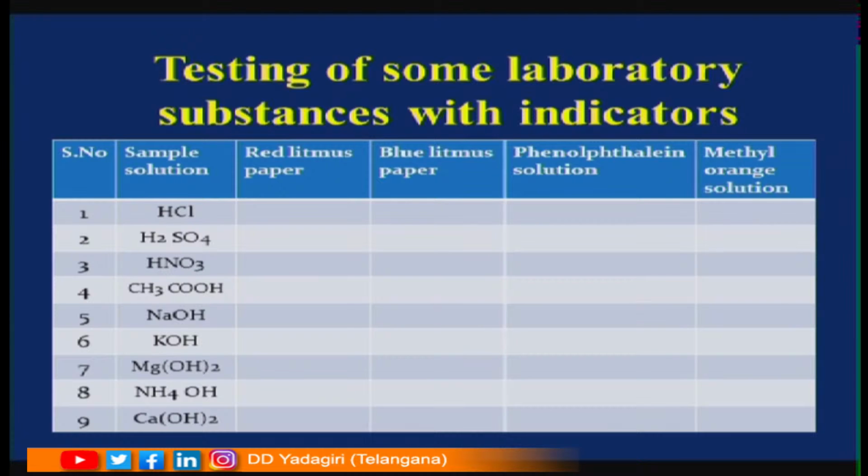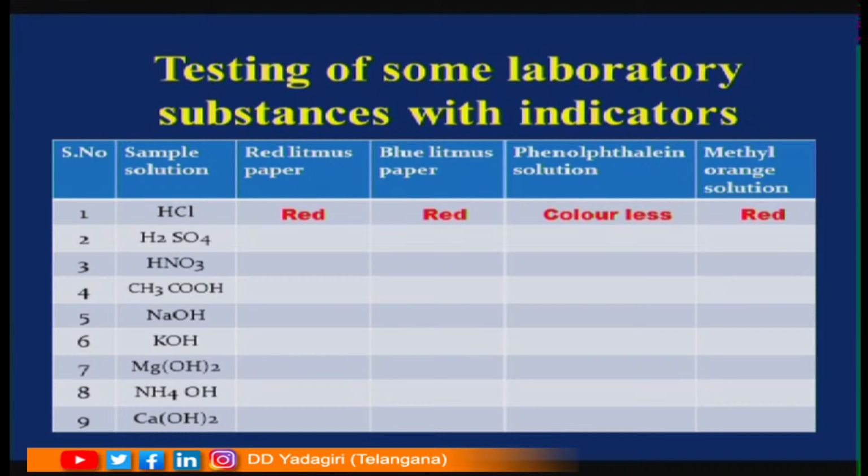Now, what happens to the HCl solution? Whenever we dip red litmus paper in it, there is no change, it will be red in color. When we dip blue litmus paper, blue litmus turns to red. What happens whenever acid is added with phenolphthalein indicator? It becomes colorless, there will not be any change in color. What happens whenever methyl orange solution is added to acidic solution? Simply it turns to red. It is the characteristic test for acids.